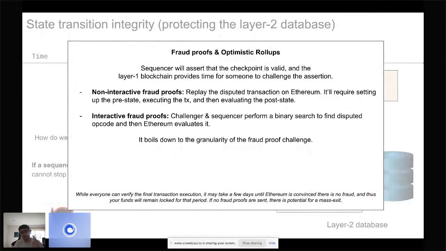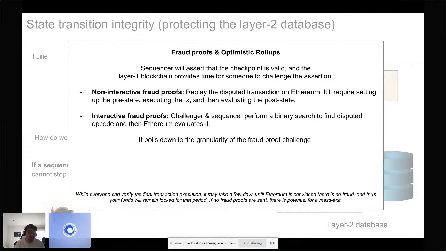So this is where the sequencer will post a checkpoint, and then the challenger will say, oh, one opcode in that checkpoint or in that list of transactions is invalid. So the challenger and the sequencer will perform a binary search on Ethereum. They'll find the disputed opcode, and then Ethereum will simply evaluate that single opcode. And then obviously if the opcode is invalid, then it will just reject the checkpoint. So the non-interactive fraud proof is Optimism, and the interactive fraud proof is Arbitrum.